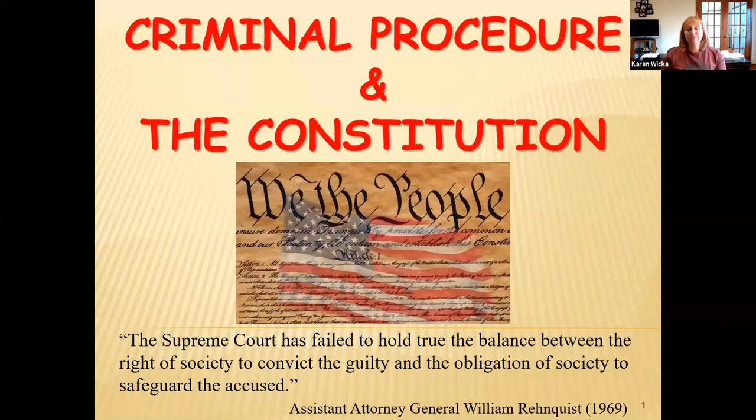So hopefully you remember that our Constitution is the supreme law of the land. So this Constitution is going to affect what our criminal procedure laws are. And that's what we're going to talk about today.